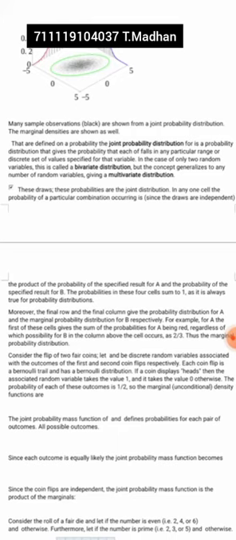Consider the flip of two fair coins. Let X and Y be the discrete random variables associated with the outcomes of the first and second coin flips respectively. Each coin flip is a Bernoulli trial and has a Bernoulli distribution. If a coin displays heads, then the associated random variable takes value 1, and it takes the value 0 otherwise. The probability of each of these outcomes is 1 by 2.